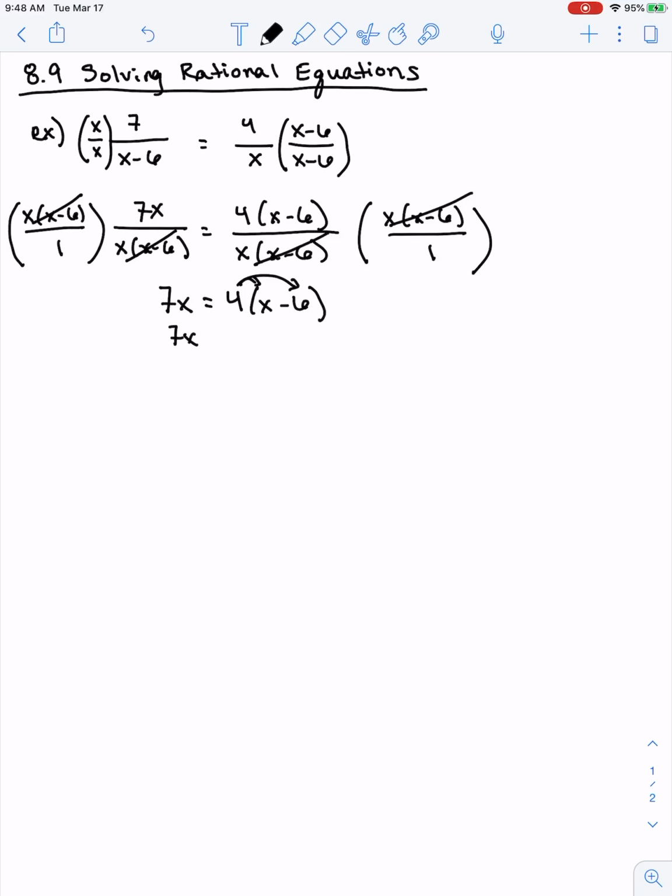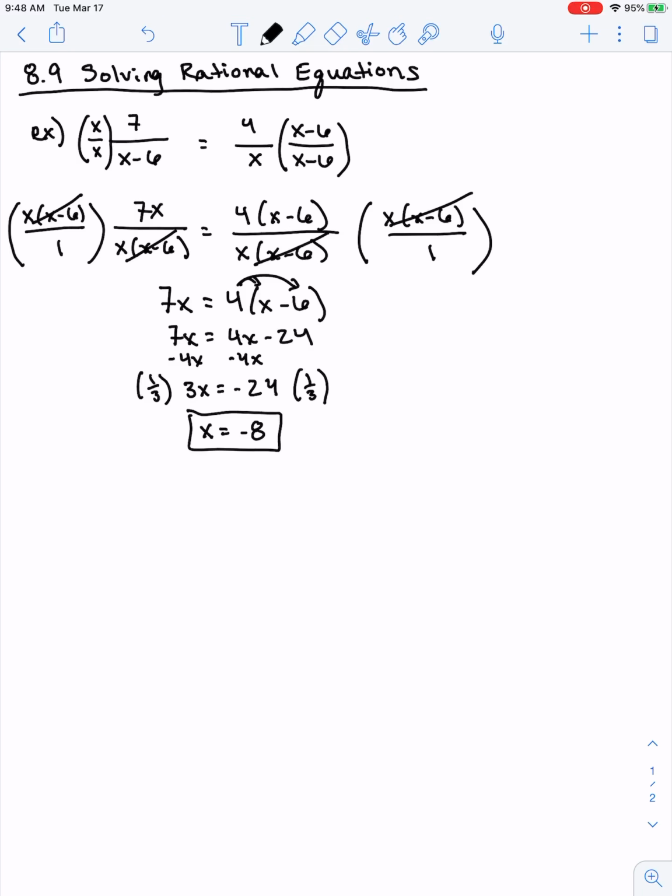So we get 7x is equal to 4x minus 24. If we subtract a 4x from both sides, we get 3x is equal to a negative 24. To divide by 3, we get x is equal to negative 8.